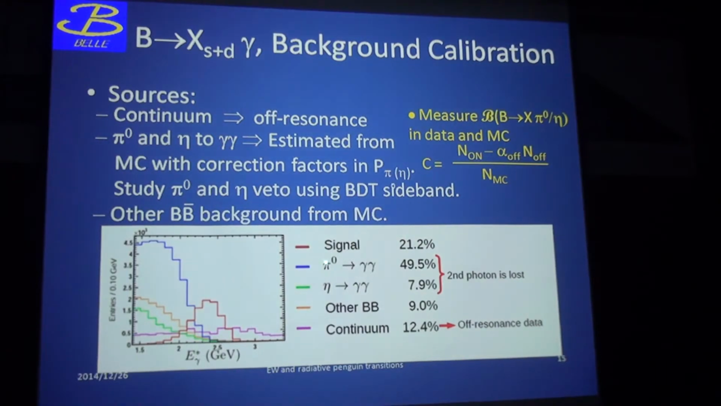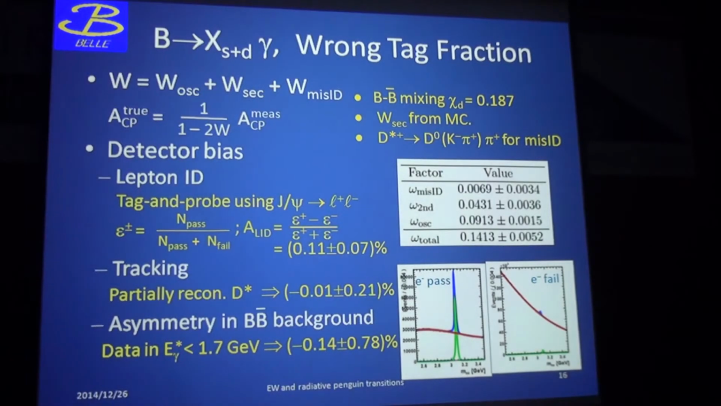So in our study, shown here with this observed spectrum, we found 21.2% are signal events, and the downward background comes from the BB bar, where the pi 0 is from one of the B decays. It's around 50%, and eta decay, and the continuum is from this off-resonance data. Then you have to correct for some wrong tag fraction, because sometimes this is a B0 and D0 bar in the event. We have a mixing effect, and that mixing effect needs to be considered.